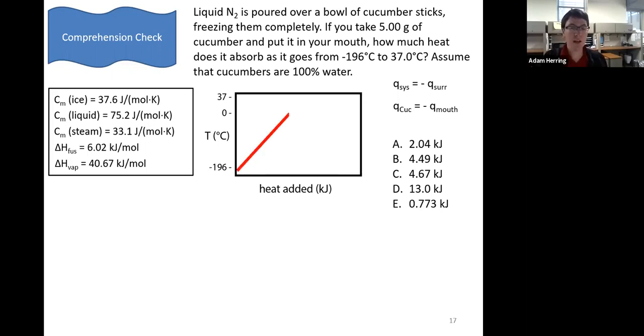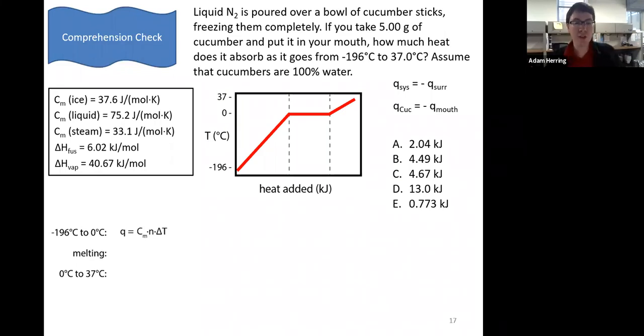So we start as a solid. It increases in temperature up to the melting point, at which point we melt, and then we increase the temperature up to 37 degrees Celsius. We don't need to include the rest of the heating curve, which would involve going up to the boiling point, the vaporization process, and then also anything past that. So we have 3 calculations that we need to make here, one for each section of the heating curve. We have increasing the temperature from negative 196 to 0, the melting process, and then from 0 to 37 degrees.